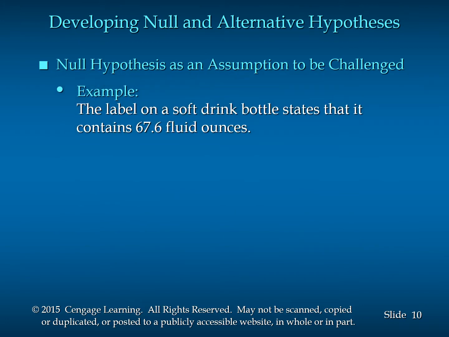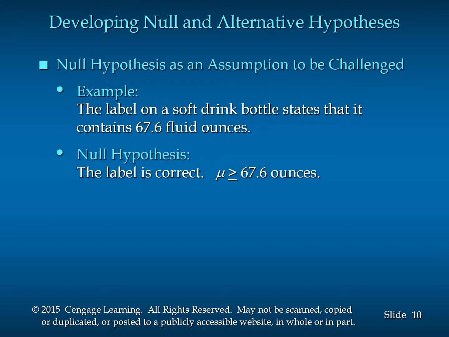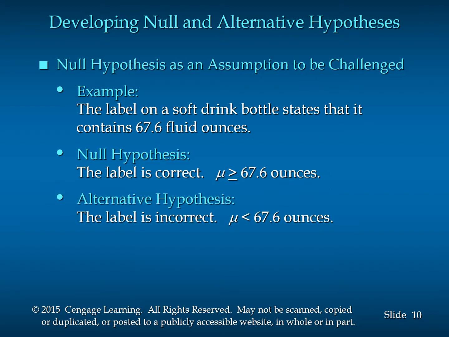A production process is a good example of this approach. We believe that the process is in control and that the bottle contains at least that minimum amount. Therefore, the null hypothesis is the population mean is greater than or equal to that minimum amount. And the alternative hypothesis would be the opposite. The population mean is less than that amount.